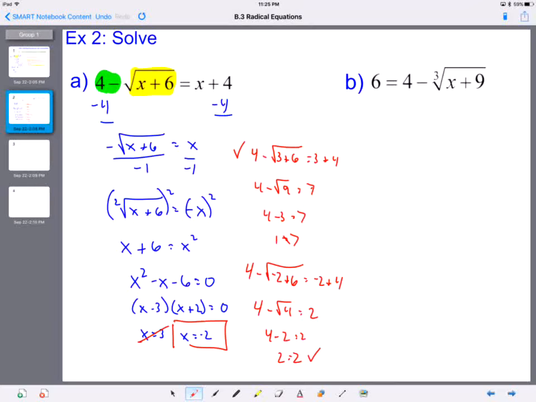So radical equations, just make sure you guys are checking your solutions, especially when it's isolated, it's equal to that variable.